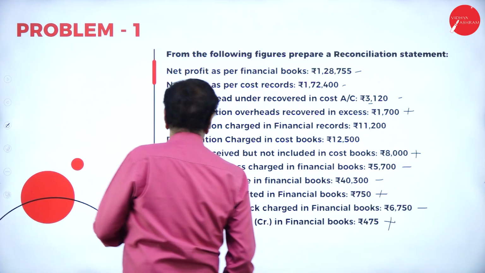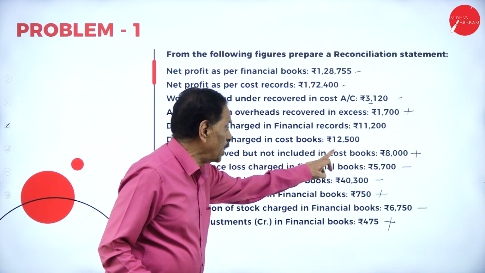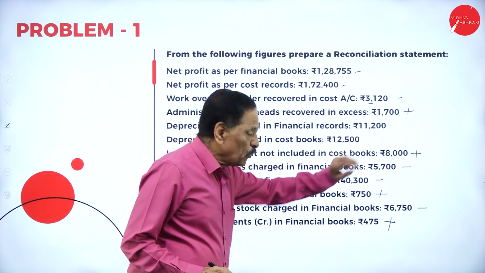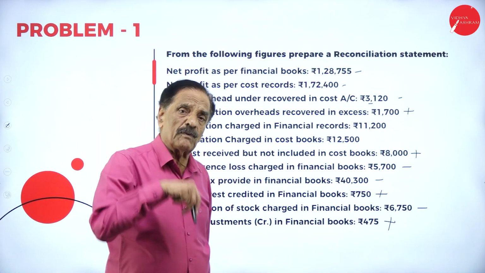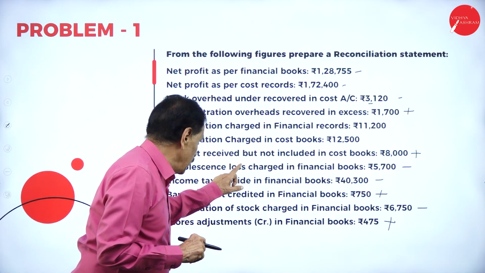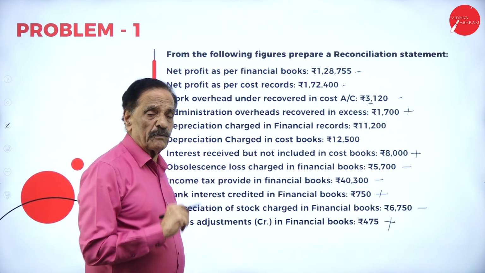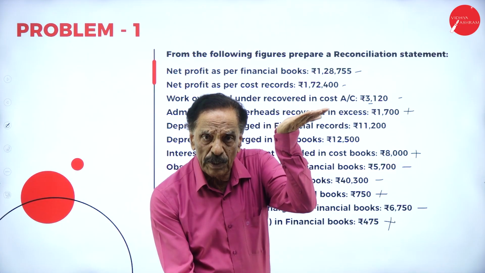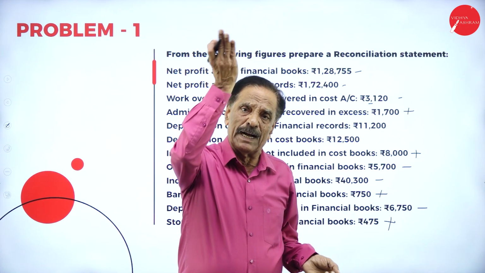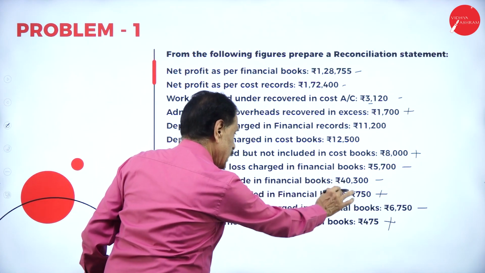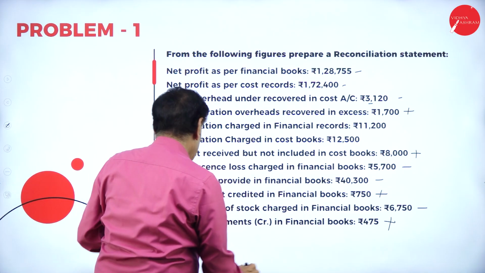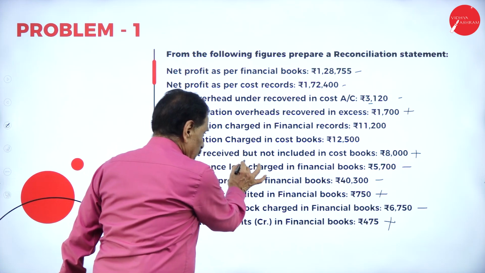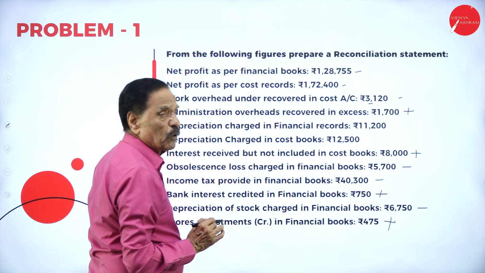Here see that depreciation in financial book, cost book, there's a difference. Interest received but not included in the cost book. When the interest is received, what will happen to financial book? Goes more where the cost book is less. To make equal, add back. Then obsolescence loss, deduct. Income tax paid, minus. Bank interest credited in the financial book. Interest received but not included in the cost book.